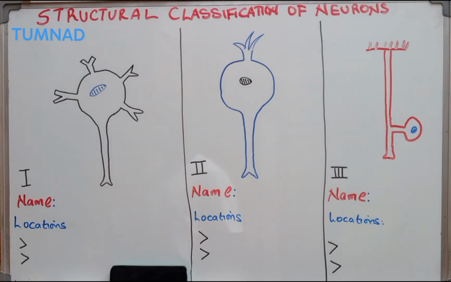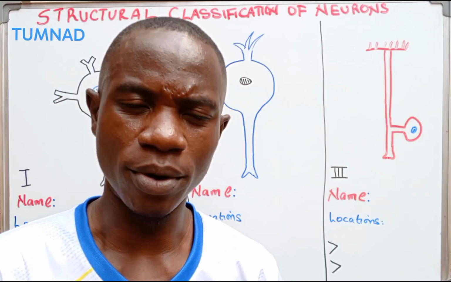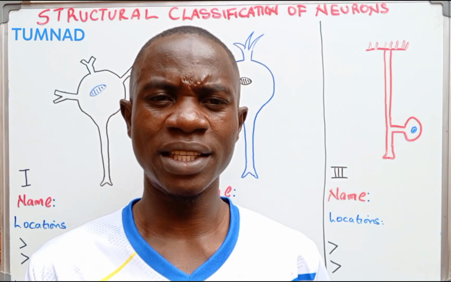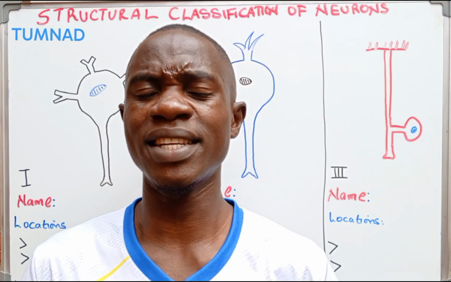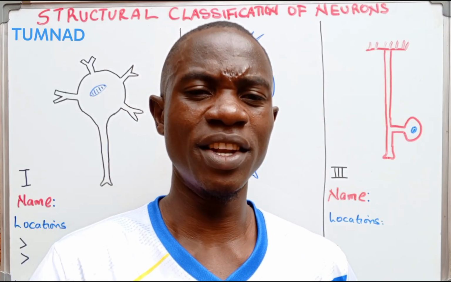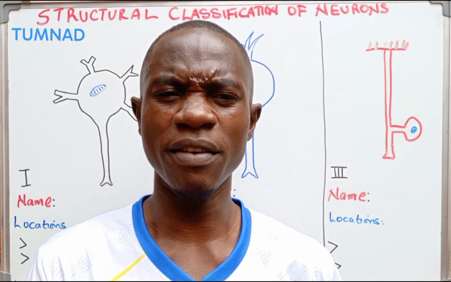The basic structural functional unit of the nervous system is what we call a neuron. And it is through the neurons that our central nervous system communicates with the internal and then external environment. If it wasn't for the neurons, the central nervous system wouldn't be able to communicate with the environment.